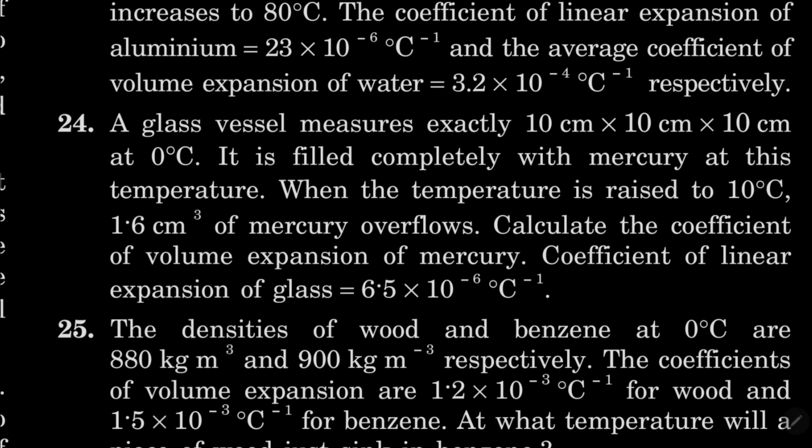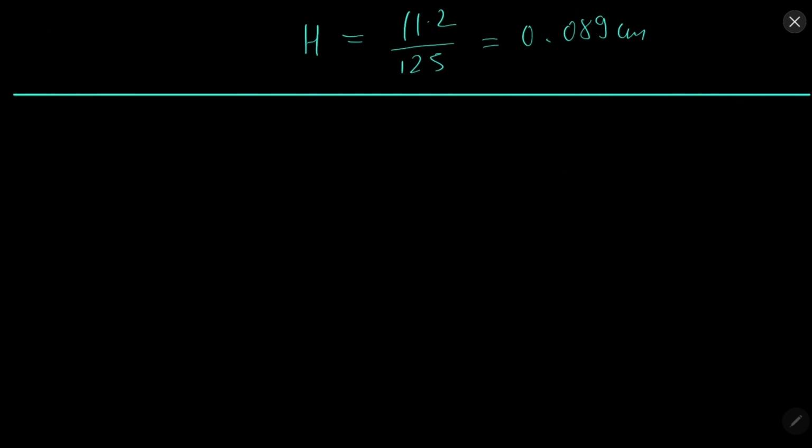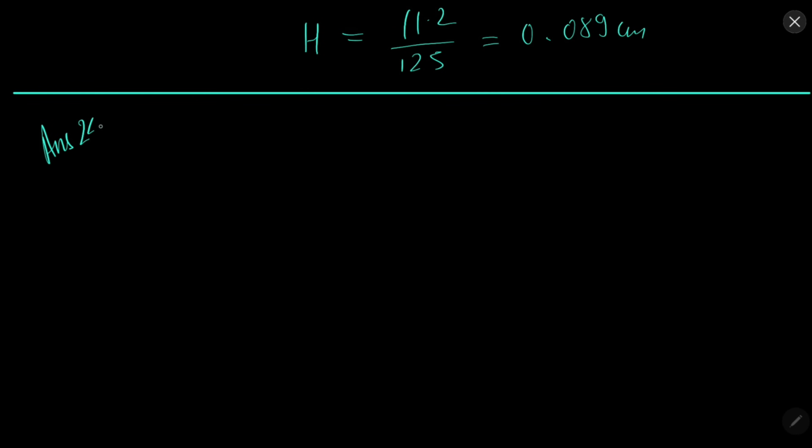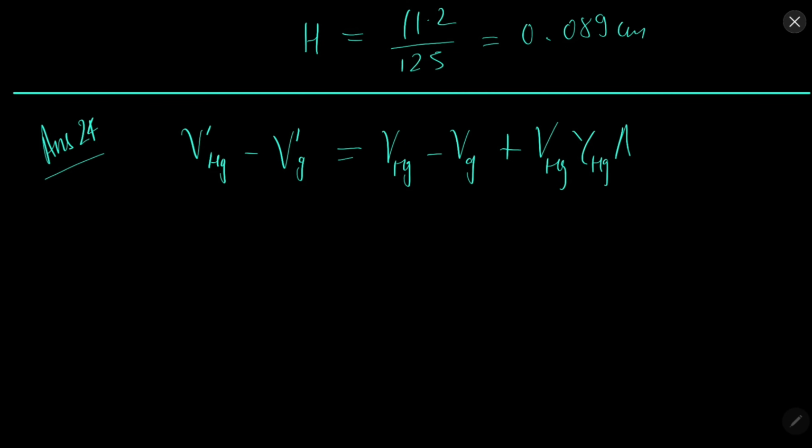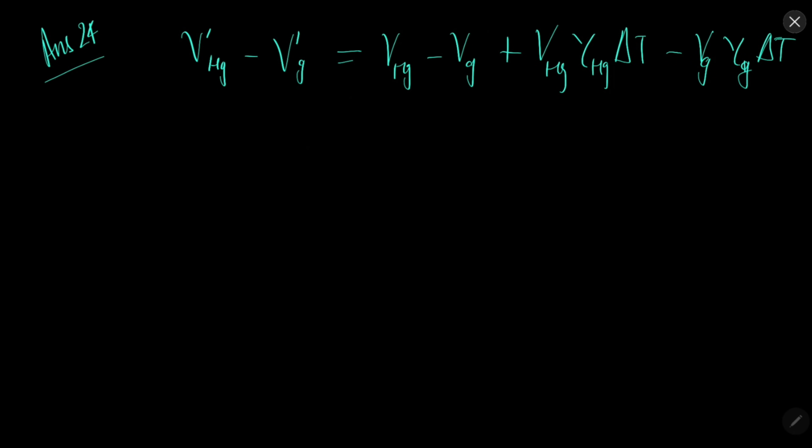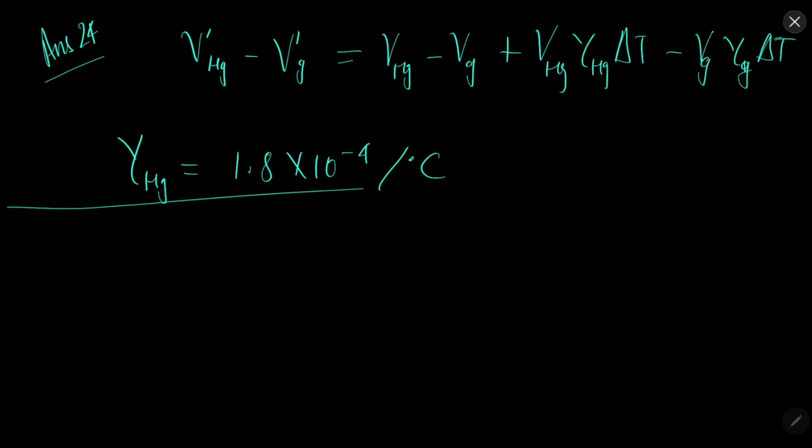In 24 we need to calculate the coefficient of volume expansion of mercury. Solution 24. So we will use this equation. When we put all the values here, we will obtain gamma G to be this much.